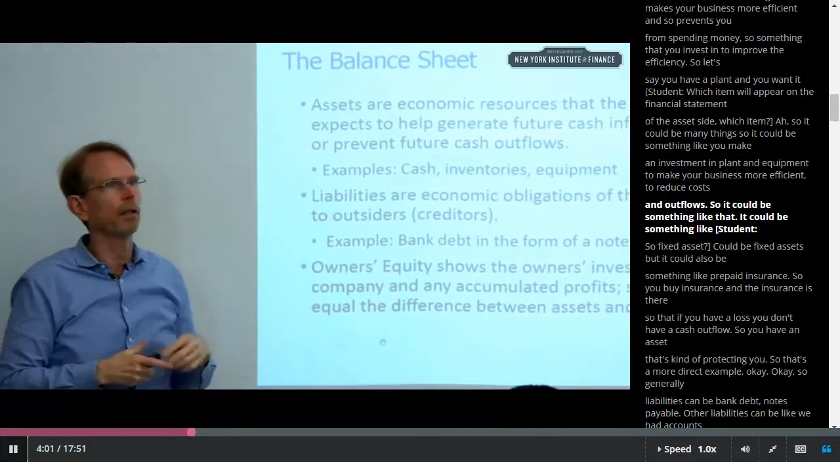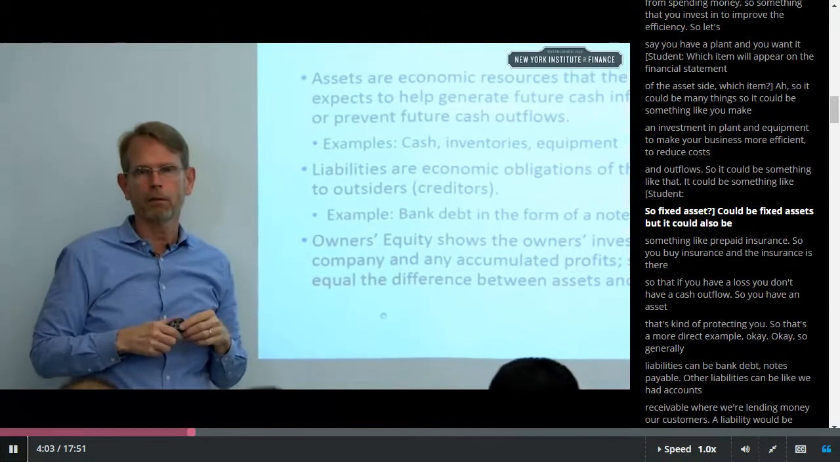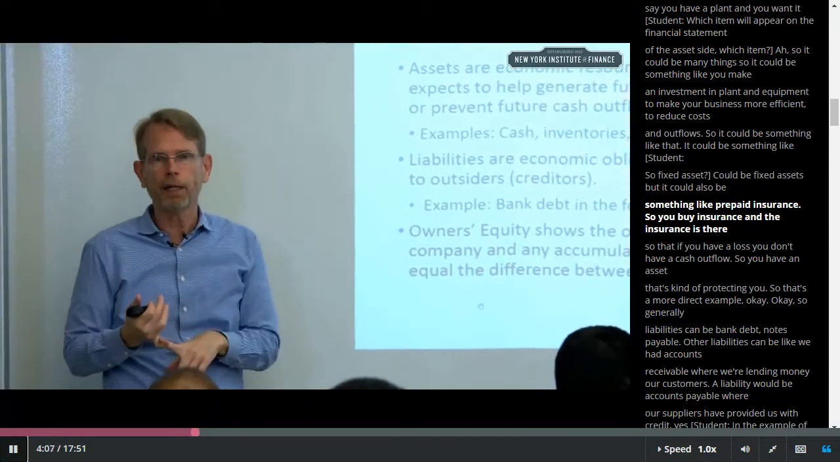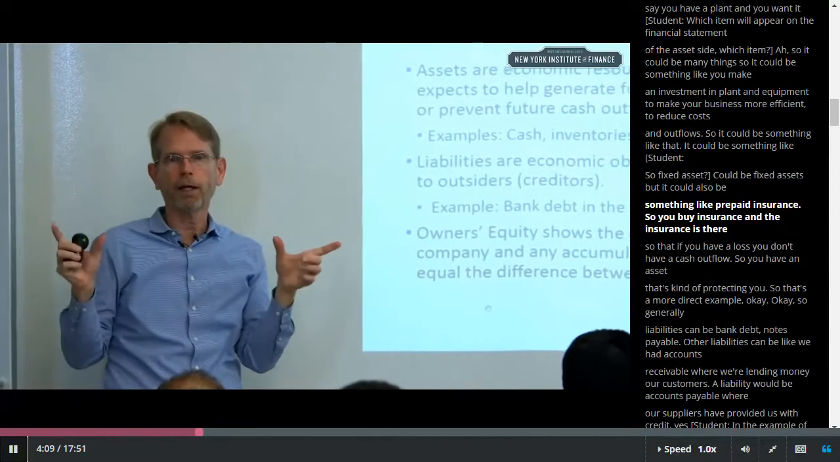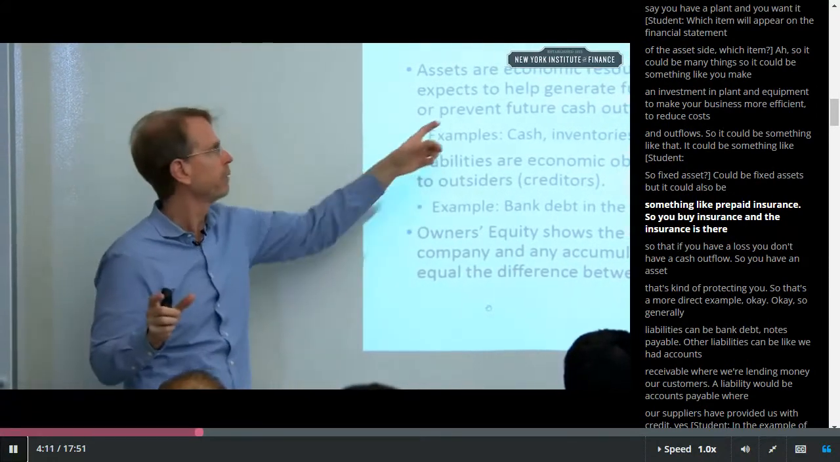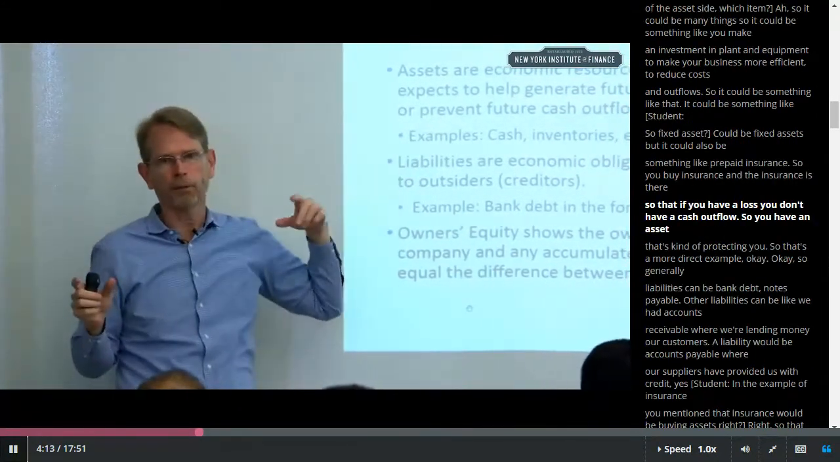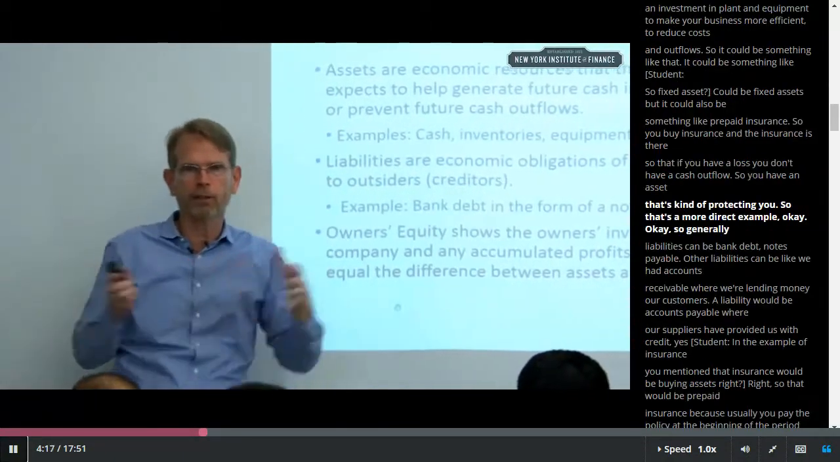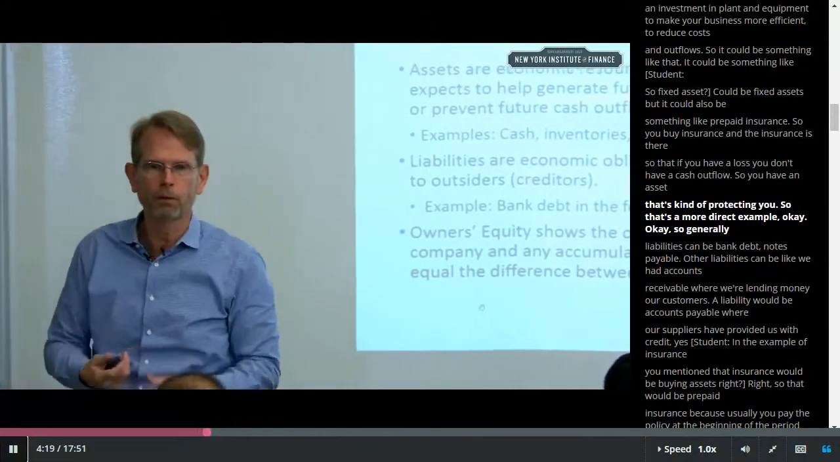It could be fixed assets, but it could also be something like prepaid insurance. So you buy insurance, and the insurance is there so that if you have a loss, you don't have a cash outflow. So you have an asset that's kind of protecting you. That's a more direct example.